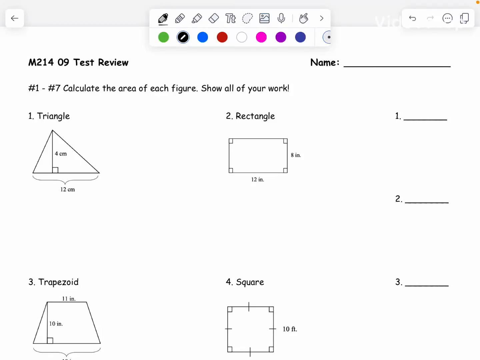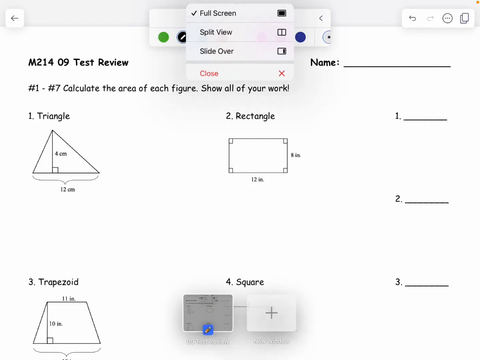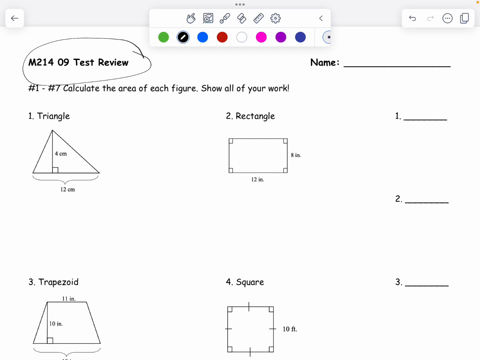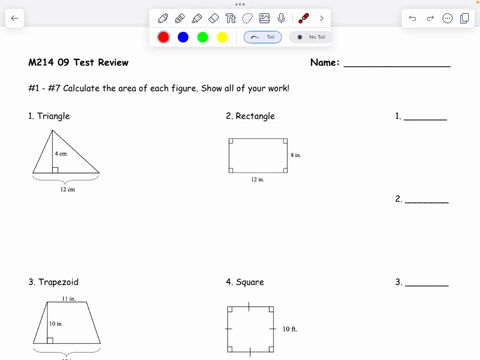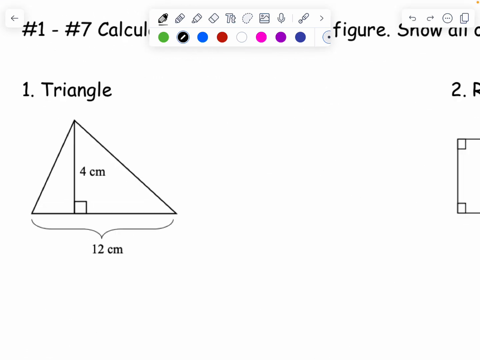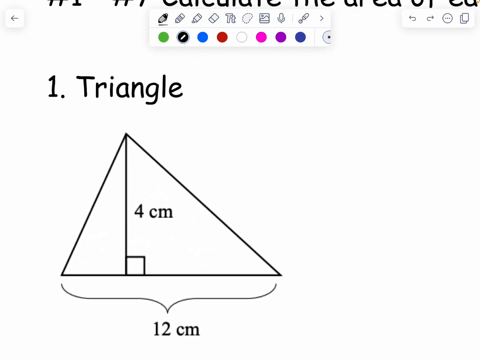All right, guys, we have got the test review for Chapter 9. These problems should look very familiar to you because we have done problems like this for many weeks now. But I'm just going to recap and very briefly go through each of the types of problems you're going to do. First one, starting with, is a triangle.